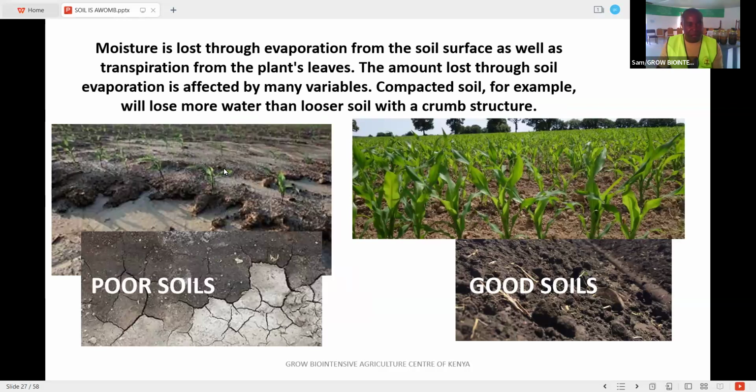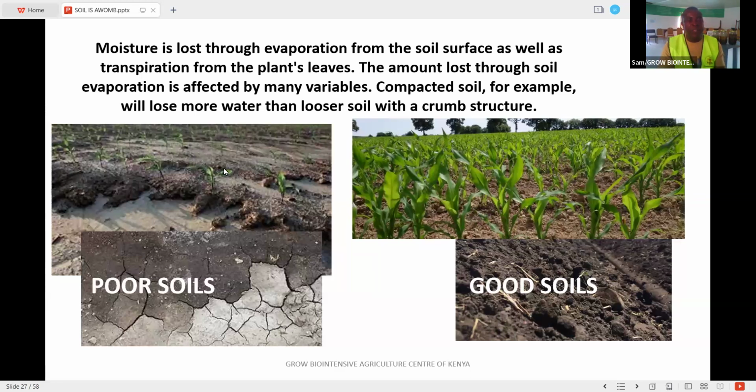Those pictures there also show us two types of soils and how the soil loses water through evaporation. So moisture is lost through evaporation from the soil surface, as well as transpiration from the plants and from the leaves. So you see, the first kind of soil, there might be two types of soils there. That could be clay, and the other one that has plants could be sandy soils.